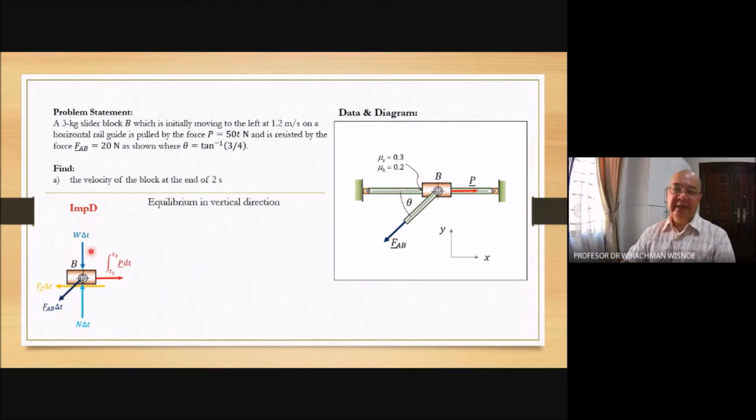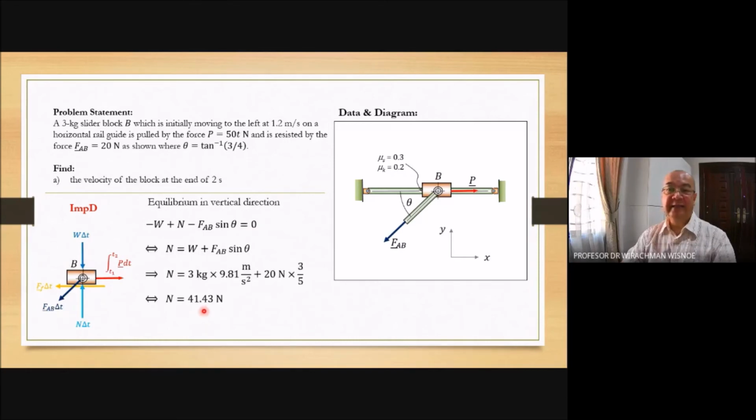In the vertical direction, we have equilibrium. The collar doesn't move in the vertical direction. It means the sum of all forces in the vertical direction is 0. I have negative W plus N minus F_AB sine theta equals 0. After you obtain N, you can calculate the friction force. You know that friction force is mu times N. You have the value of friction.